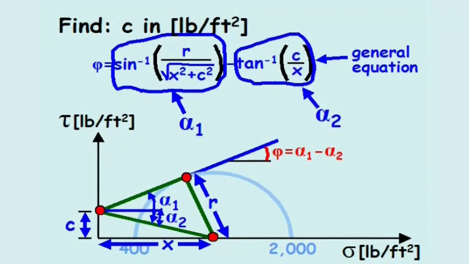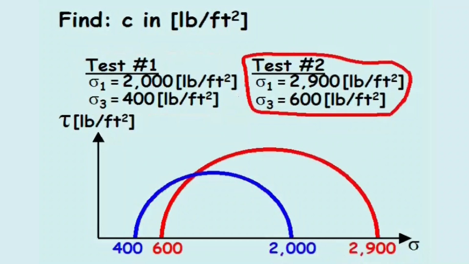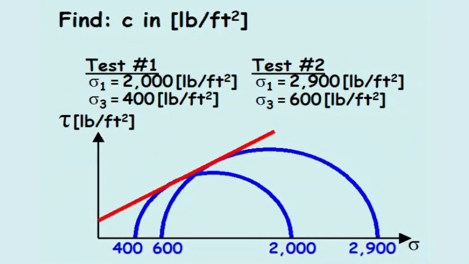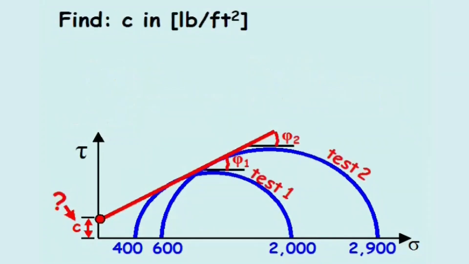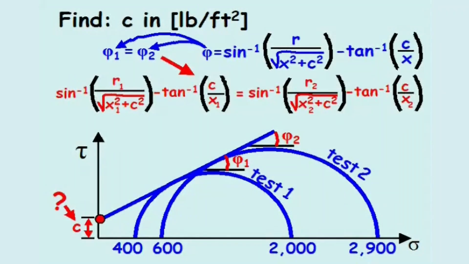So we return to our given data. We plot the data from our first test, plot the data from our second test, sketch out the rupture line, and identify the cohesion, even though we don't know its value yet. Since the slope of a line is constant, we can solve this problem by defining and equating a friction angle 1 with a friction angle 2. Substituting in our general equation, we now have an equation entirely in terms of the radius of each semicircle, the distance to the center of each semicircle, and the cohesion.